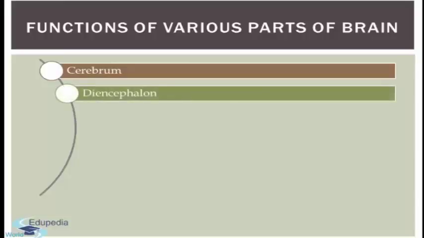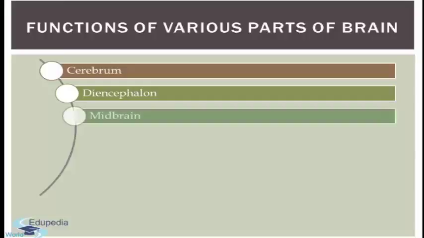Next is Diencephalon. It is the relay center of sensory impulses such as pain, temperature, and light. It is the reflex center for muscular activities. Also, it is the center for certain emotions such as anger. It is the center for water balance, blood pressure, body temperature, sleep, and hunger. The hypothalamus controls the pituitary gland, which functions as the master gland.